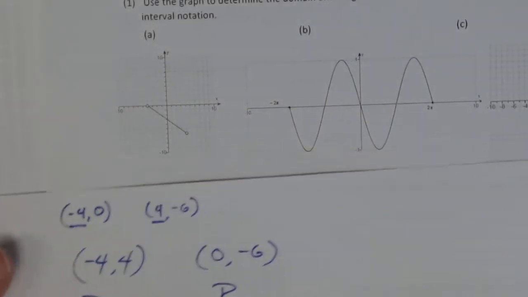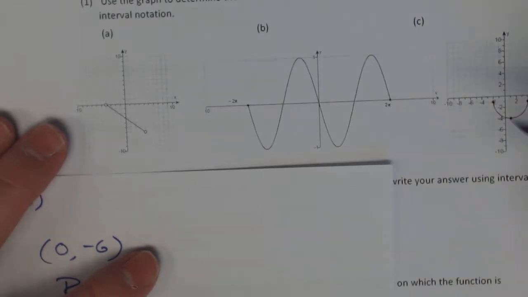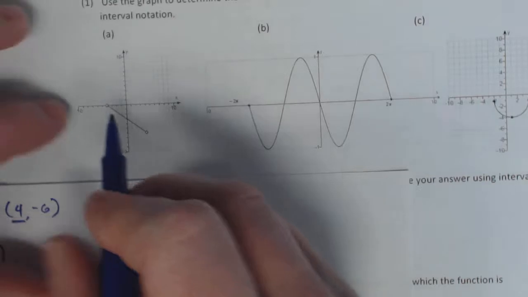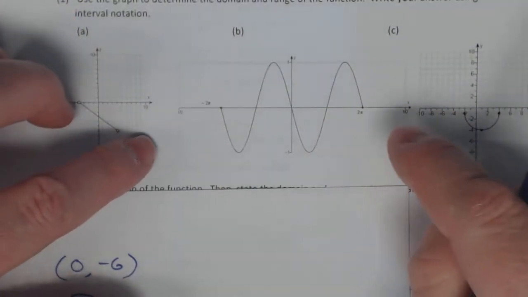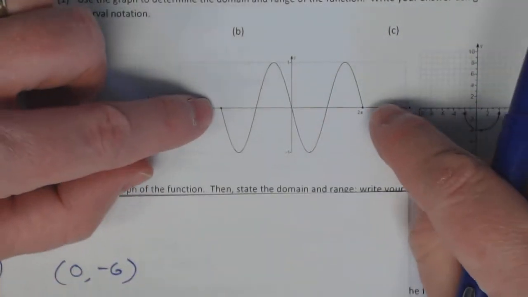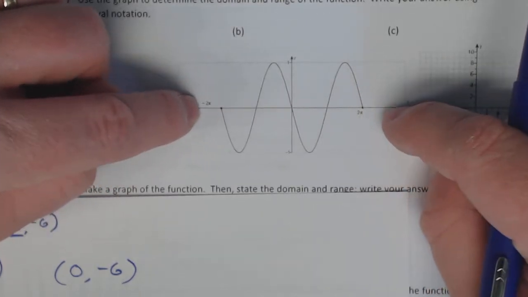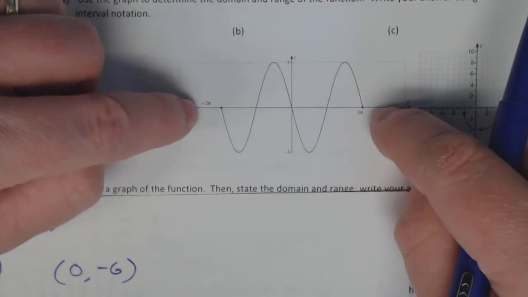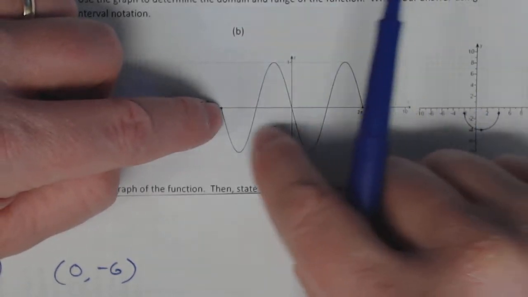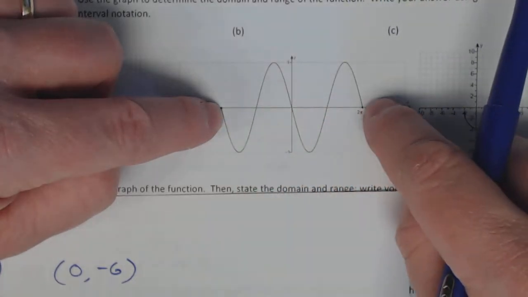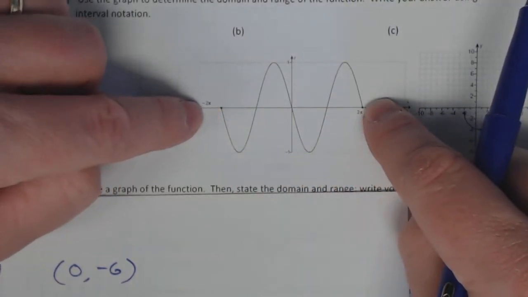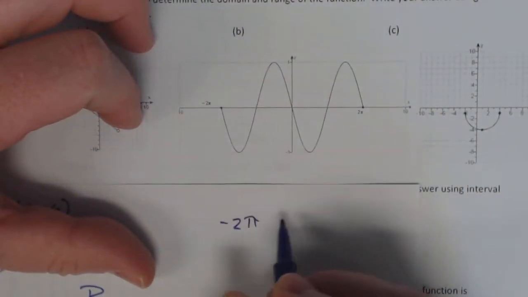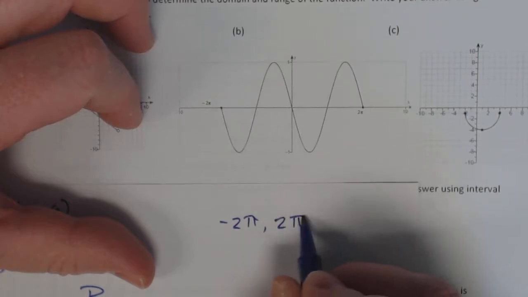All right, so let's do the next one. On this one, I really don't have a grid. So all I have to go by is where the x value starts and where the x value ends. All right, so the domain here would be from -2 pi all the way over to 2 pi. And I know that sometimes it doesn't make sense if you haven't had a trig course, but all we're looking at is the x values.